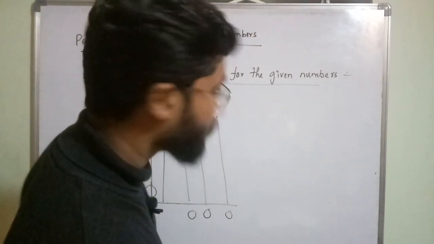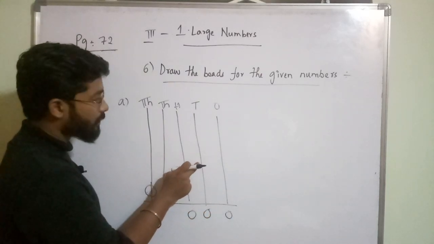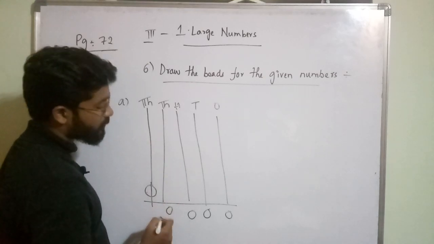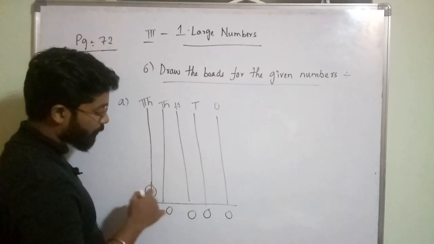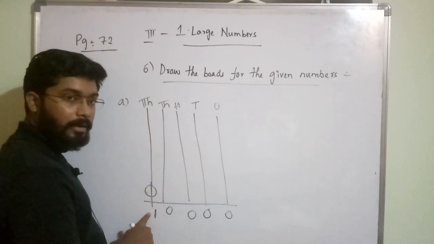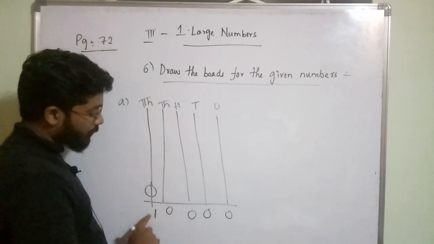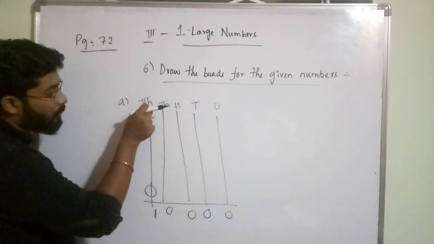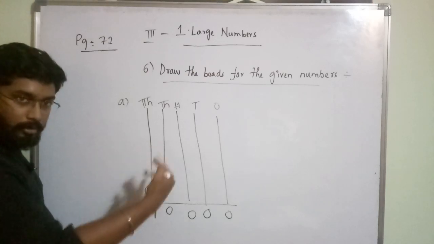So look at the example A. No bead is there in ones place. Nothing is there in tens place. Nothing is there in hundreds place. Nothing is there in thousands place also. But only one bead is there in which place? 10,000s place. So I kept one. How many number of beads are there in that rod? Write that number below that rod only. So in 10,000s rod I am having one bead, so I wrote it below that rod only.